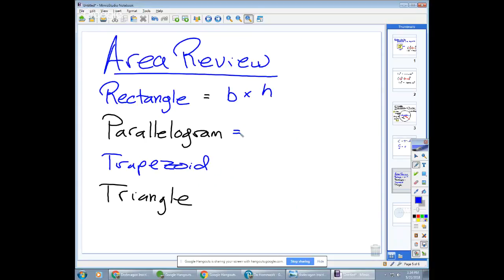How about a parallelogram? What's the area formula for a parallelogram? Base times altitude, which is usually, height is synonymous with altitude. So I'm going to call that one base times height also. Again, they have to be perpendicular. Altitude also indicates that perpendicular nature.